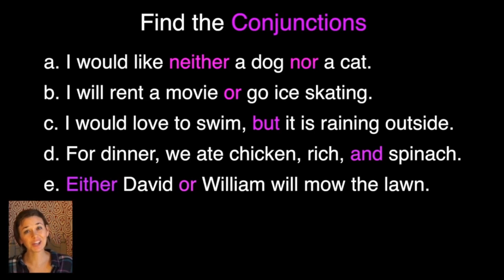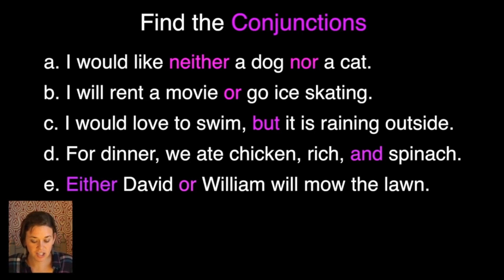Now I tried to kind of trick you a little bit there because I started that sentence with the word for, which can be a coordinating conjunction, but in this sentence, it's not. Do you know what it's doing in this sentence? For dinner, we ate chicken, rice, and spinach. Here, the word for is a preposition, not a conjunction. So remember that words can act as different parts of speech, and you really have to think about the function of each word in order to know what it's doing.